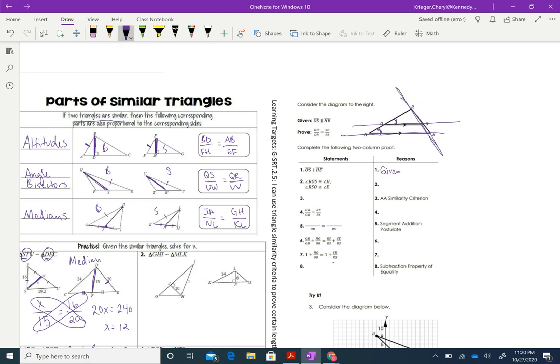Now we have angle RSO is congruent to angle E. Well, sure, I agree with that too, because those two angles are also corresponding. So this number 2 must be the corresponding angles theorem, but I'm just going to say corresponding.